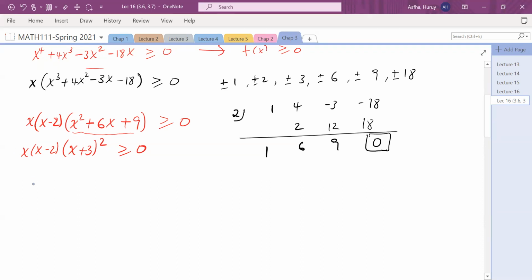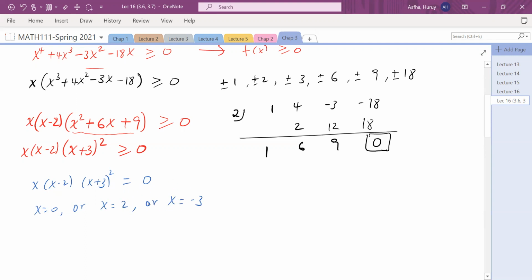So this polynomial will be 0 at x times x minus 2 times x plus 3 squared. I will use the equal sign so that I can find the zeros, or the values where this expression becomes 0. So this becomes 0 at x equals 0, or x equals 2, or x equals negative 3. So these are the boundaries.